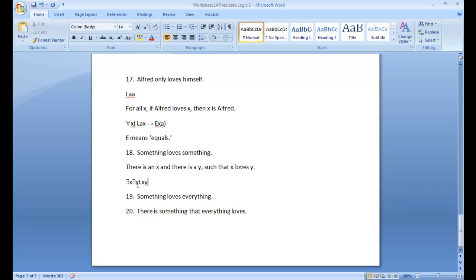Now, we could also have written there exists a Y and there exists an X such that X loves Y, or that Y loves X, because there aren't any specific things being identified here. These will all mean the same thing in this case.